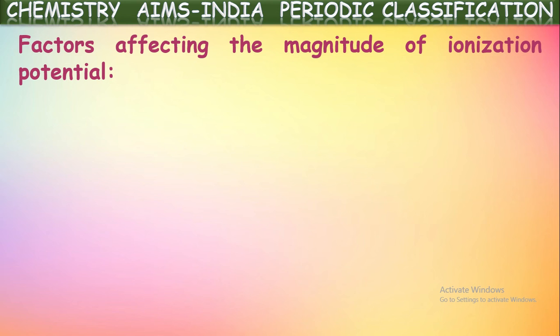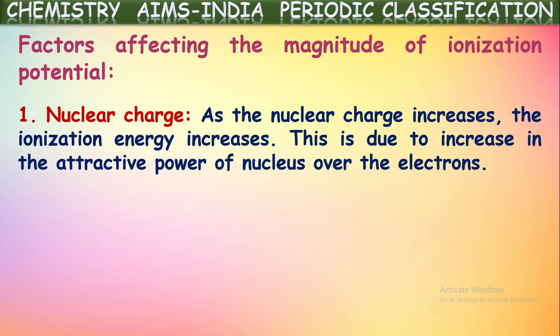We told here one of the factors as electron configuration. There are some other factors also which are affecting it. Let us see those factors which are affecting the magnitude of ionization potential. First among them, nuclear charge.